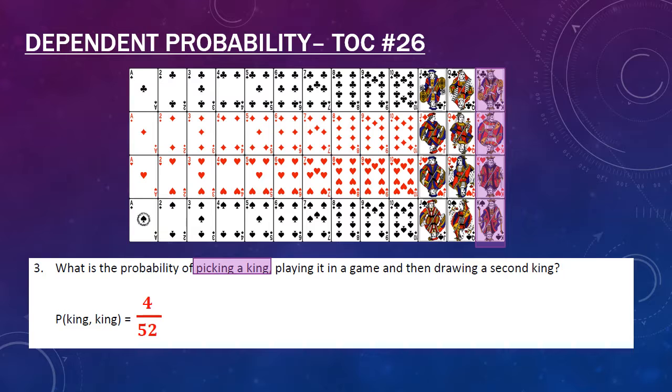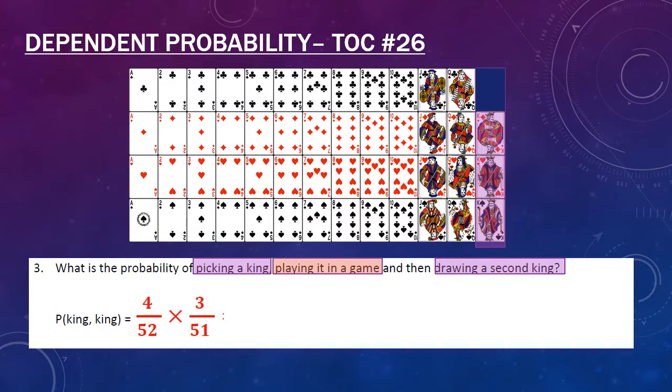If I play that king in a game, that means it's no longer in the deck. So in my second one, since I'm playing it, it's no longer there, I'm going to take one of them away. So now, if I'm trying to draw a second king, there's no longer 4 kings. There's only 3. So 3 would be my numerator, and instead of being 52 cards, there's only going to be 51 because I played that king.